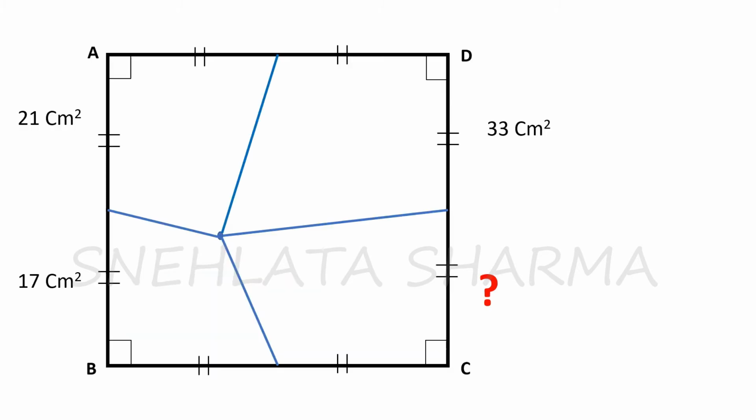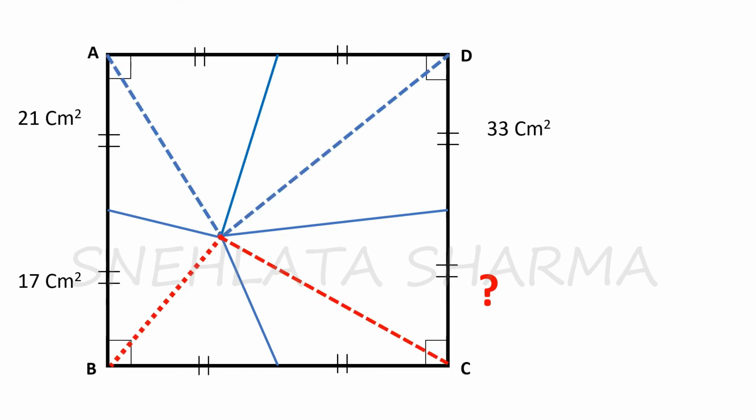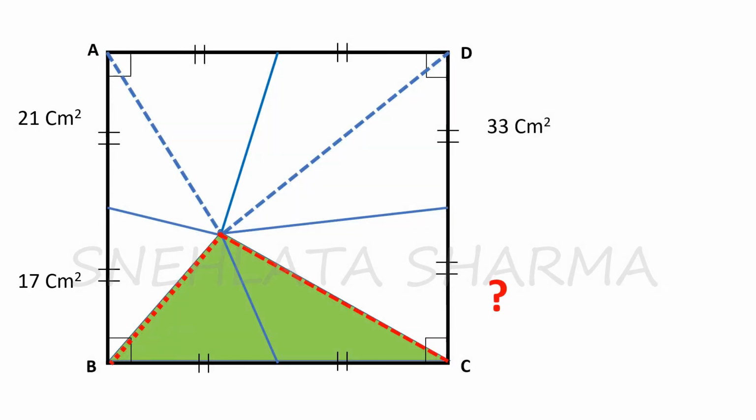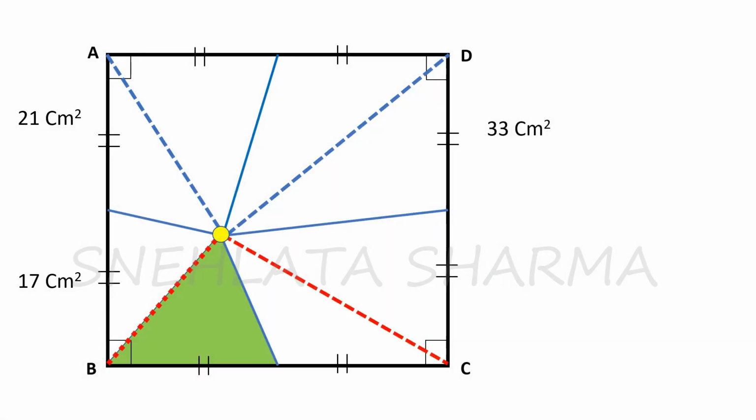To find the area for the required region, we will connect the interior points to the corners of the square. This divides the square into 8 different regions. Now focus on just these 2 triangles. Triangles with the same base and same height are equal in area. So the area of these 2 triangles will be same because they have the same base length and same height. Let's label these 2 areas as D and do this to all the triangles.